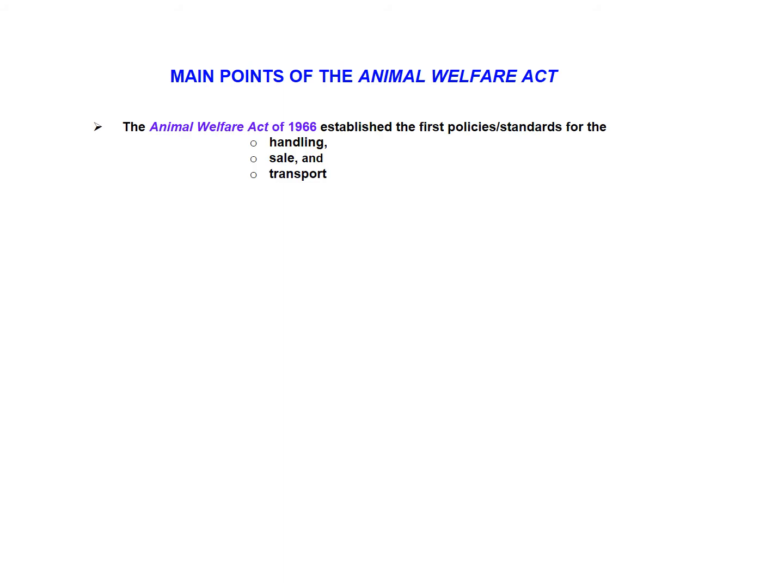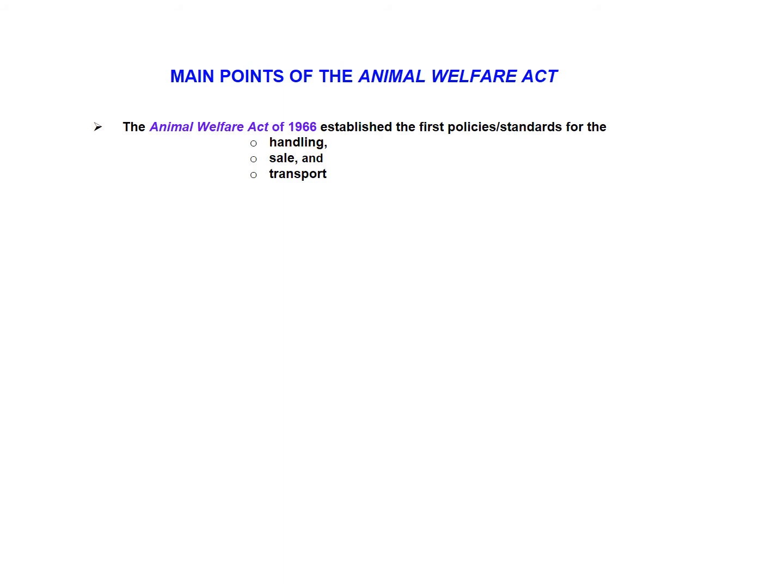Biomedical engineers who are interested in implantable materials and devices should be, first and foremost, aware of the existence of these federal laws. In addition, biomedical engineers should know the main points of these particular laws. That's what we're going to do briefly now.